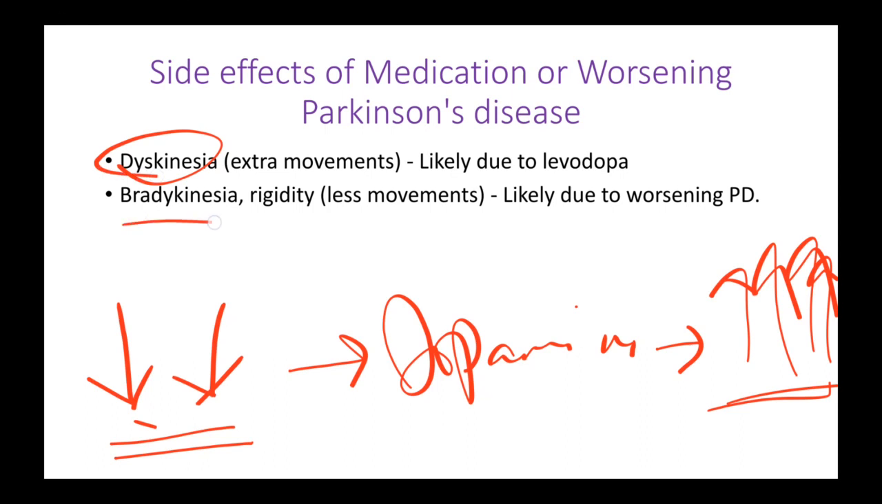And if the patient complains of bradykinesia or more rigidity, then that means the patient is having worsening Parkinson's disease. So the Parkinson's disease is not improving with the treatment. His disease is just worsening.